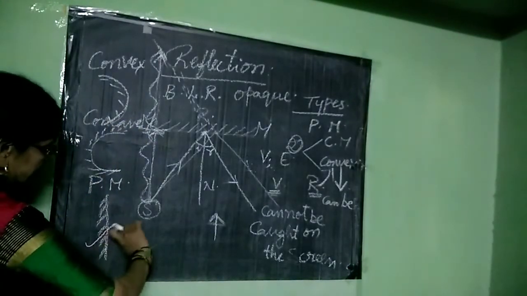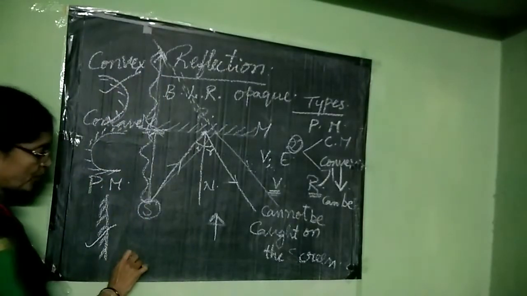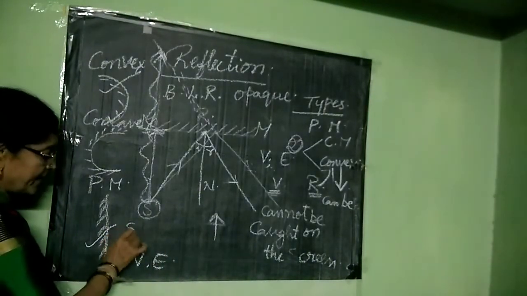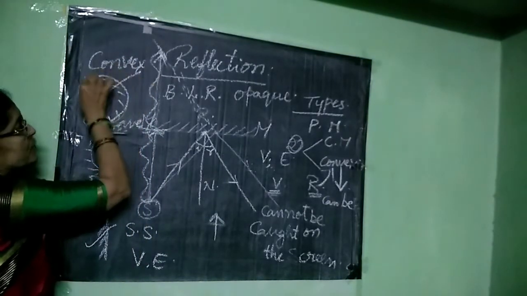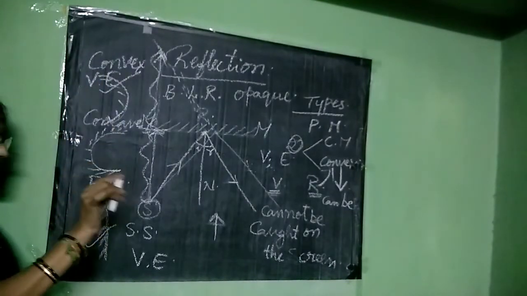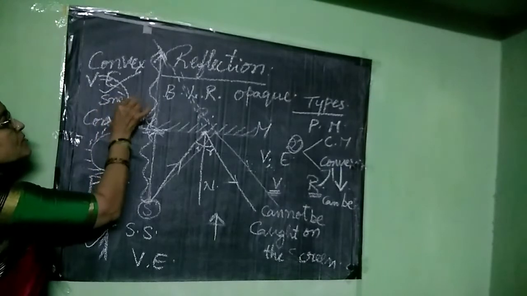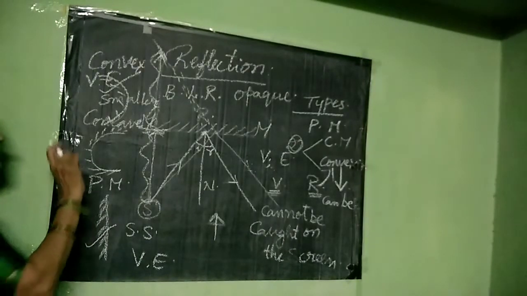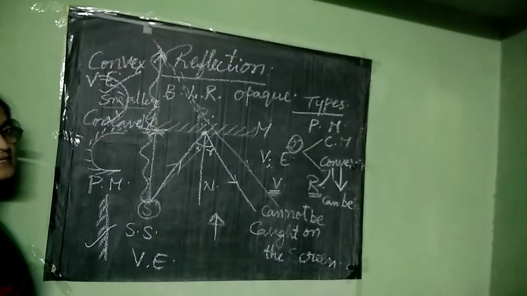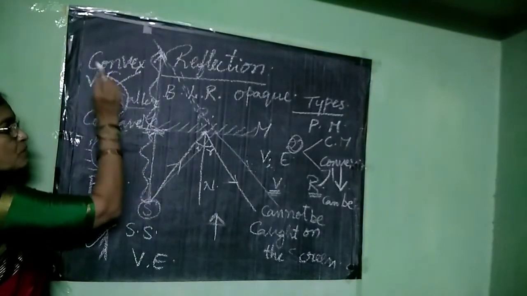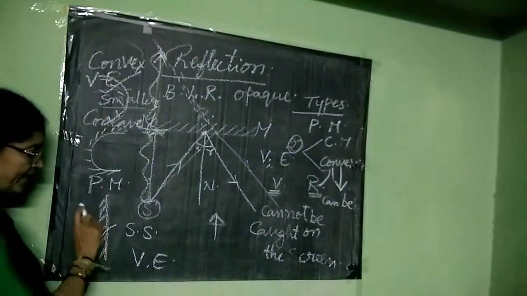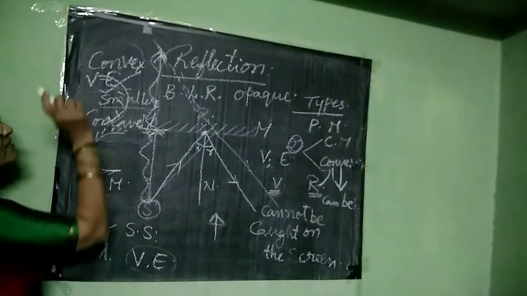Now in this case, always a virtual erect image only will be formed. That means you cannot catch it on the screen. Here always it is also virtual erect. Always the size of the image will be smaller than the object. Small, diminished. Magnification here refers to size. So smaller. Always it forms a smaller size than the object. The convex mirror forms the image, that is virtual image only. Now the plane mirror also forms a virtual erect image, but it is the same size. This is called a converging mirror. This is called a diverging mirror.